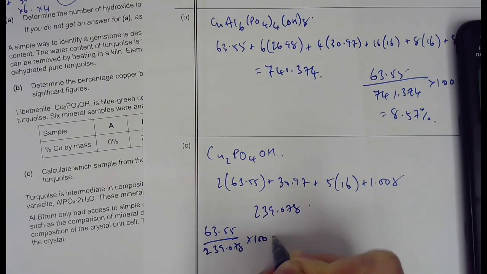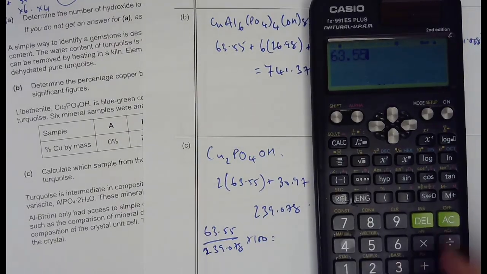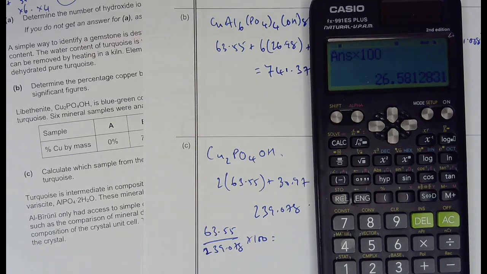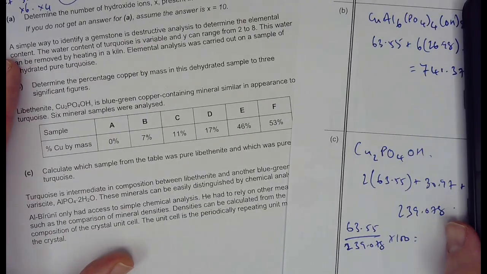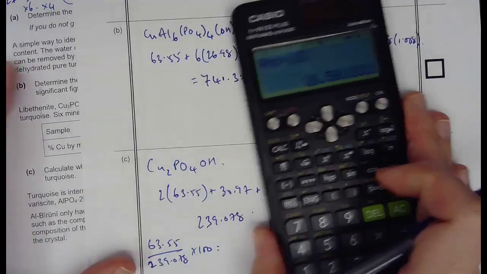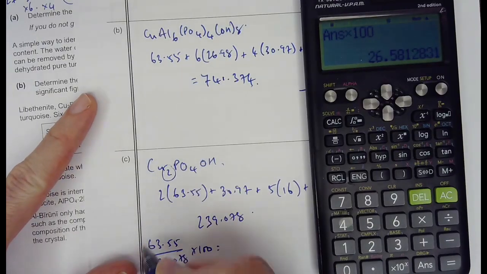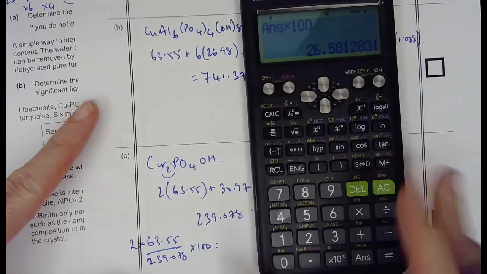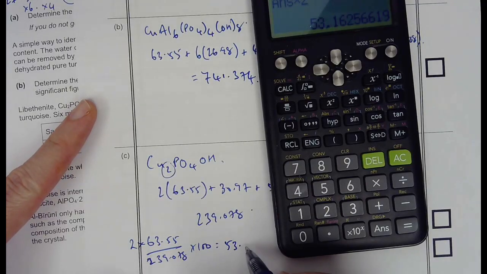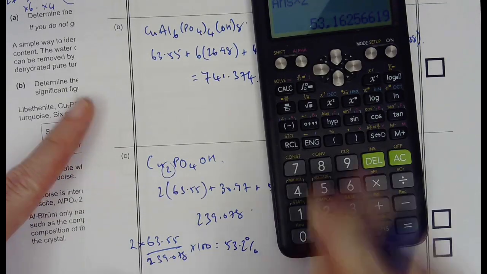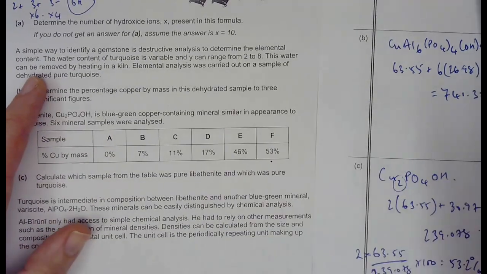And then if I do 63.55 divided by 239.078 times 100, 63.55 divided by that times by 100 gives me that, which isn't any of the right answers. So what have I done wrong? Of course, it's 2 coppers here, so times by 2. So I've times that by 2, I get 53.2%. So that'll be F.